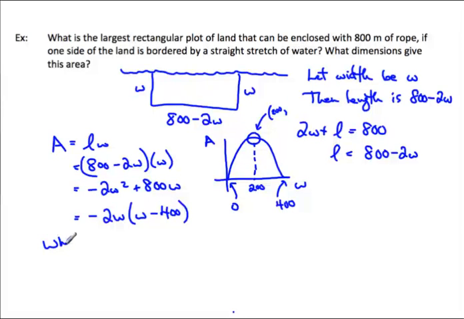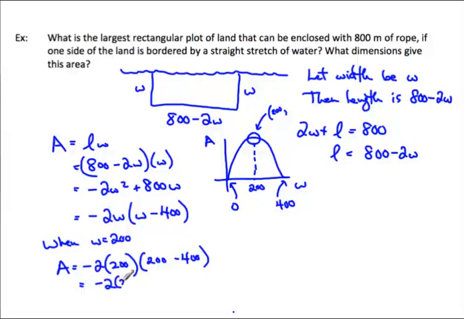So when W is equal to 200, I get area is equal to negative 2 times 200 times 200 minus 400. So that's equal to negative 2 times 200 times negative 200, which when I multiply everything out is equal to 80,000. So that is the y value of my vertex. So this point is the point 200, 80,000. When width is 200, area is at a maximum and is 80,000 meters squared.